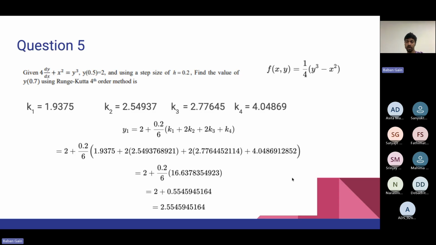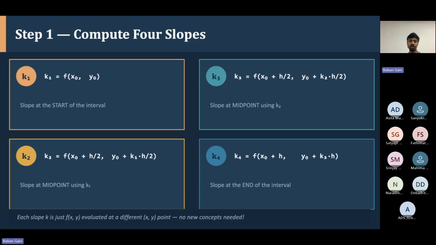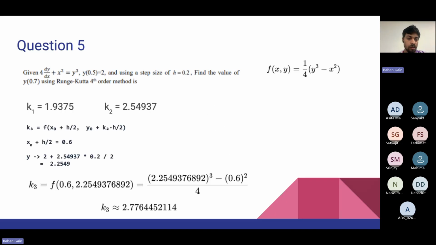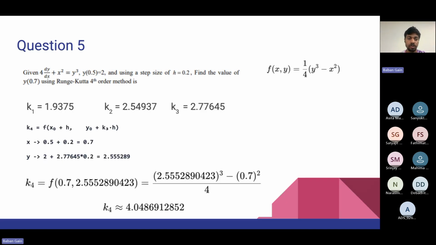So yeah, this is quite complicated, but if you remember the steps: for K1, there is no h. For K4, there is h, and for K2 and K3, there is h divided by 2. And every step is using the k from the previous step, except for K1, which is not using k at all. So you should practice this kind of question.